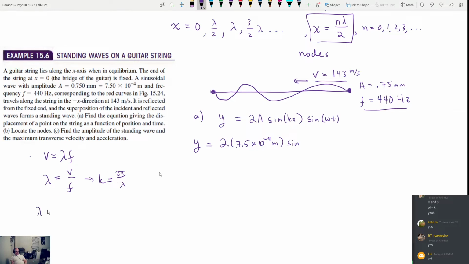So lambda is going to be, we take our velocity, which is 143. Don't worry about the fact that it's negative. We just care about the absolute value of the velocity. The frequency is 440 hertz. This is going to give us the wavelength. 143 divided by 440. So I get 0.325 for the wavelength. And if I plug that into this equation, we can find the wave number, k. So we do 2 pi divided by that.